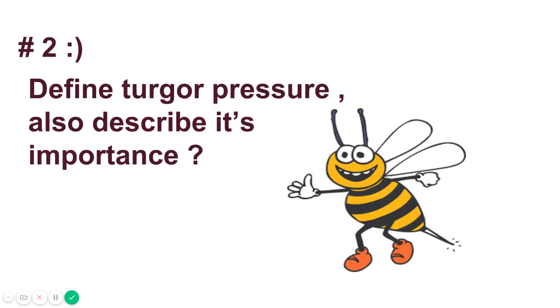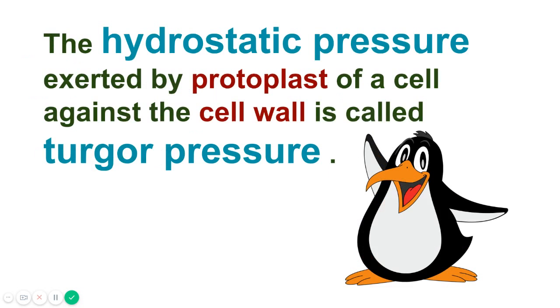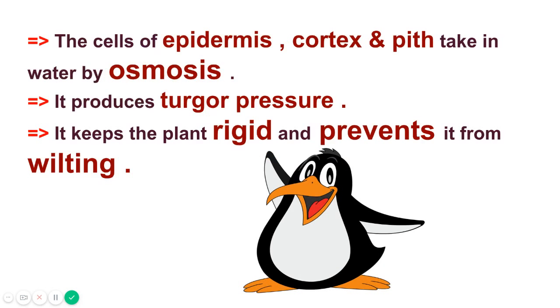Question number 2 is, define turgor pressure and describe its importance. Students, the hydrostatic pressure, that is the water pressure, exerted by the protoplast of a cell against the cell wall is called turgor pressure. The cells of epidermis, cortex, and pith take in water by osmosis. You know very well that osmosis is the uptake of water from higher concentration to lower concentration. It produces turgor pressure. It keeps the plant rigid and prevents it from wilting.